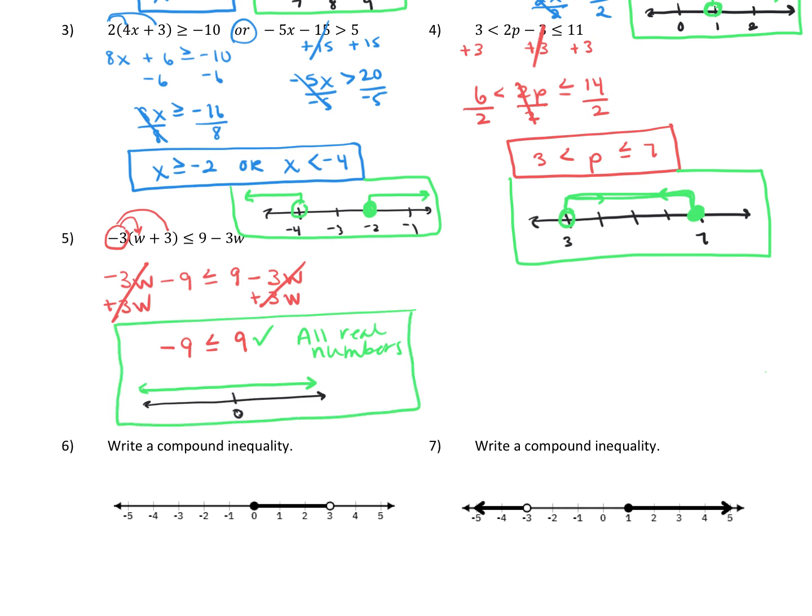So if we think about what we're saying, if we go back to our original inequality, we could put in any value for W, and this left side will always be less than or equal to this right side. That'll be true every single time.